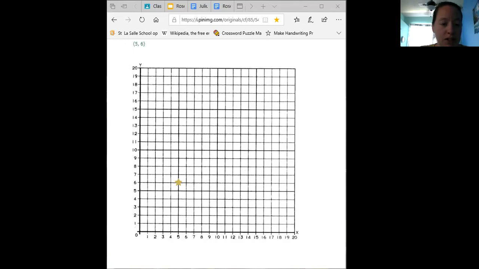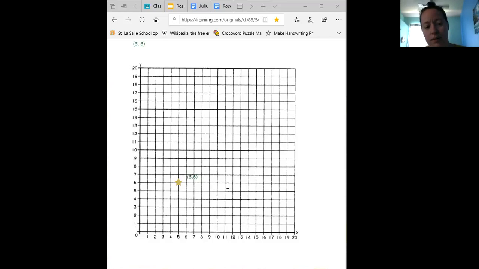Really? You're not going to let me change the color of the stamps? Well, that's no fun. Okay, any event. So I have 1 there. That is 5, 6. Okay?